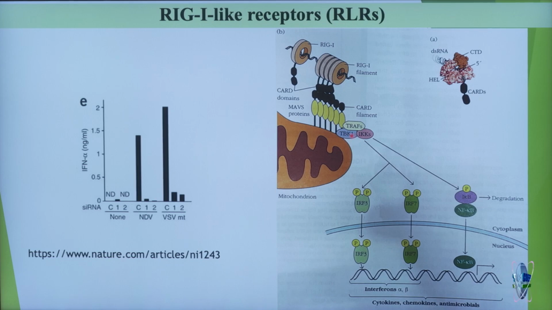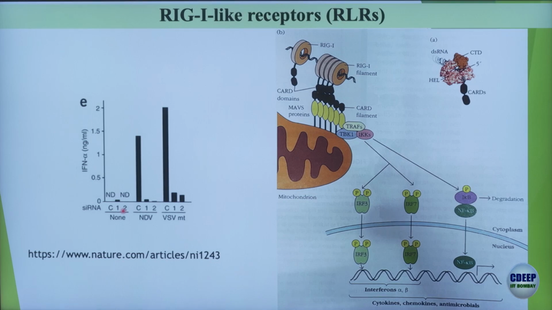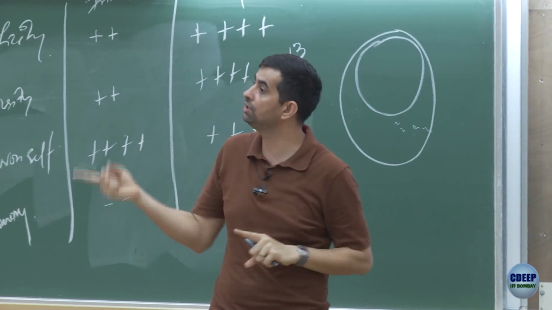And you see that if you knock down this gene, this is another data here, this is a knockdown of this gene. Okay, so this is a control, so your gene is intact. 1 and 2, these are two siRNAs. Okay, so this is a way by which DNA makes protein by mRNA. So you target that mRNA and you delete it. Ultimately, the protein will not be made.